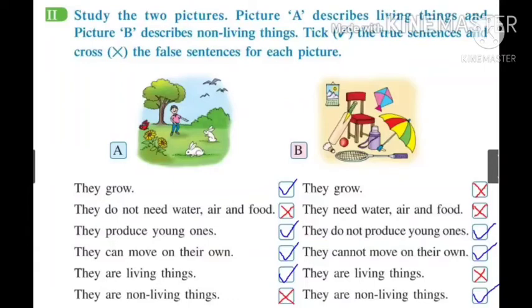Now go in the right side. They grow means here non-living things. It is wrong. They need water, air and food. It is also wrong. They do not produce young ones? Yes, it is true, because the non-living things, they do not produce young ones. Next, they cannot move on their own. Yes, it is also true. They are living things. It is wrong. They are non-living things. Yes, it is true.